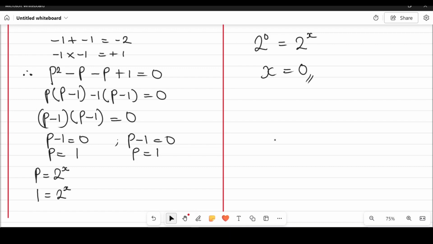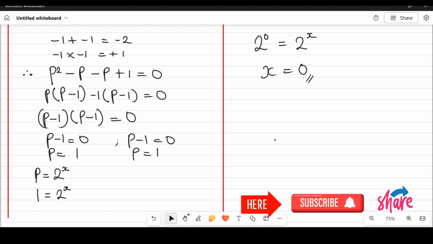This is the answer. So you see, the equation led us from an indicial equation to a quadratic, and then we were able to make some substitutions that were useful to us. Then we used the factorization method to simplify the quadratic equation, and we were able to arrive at an answer.